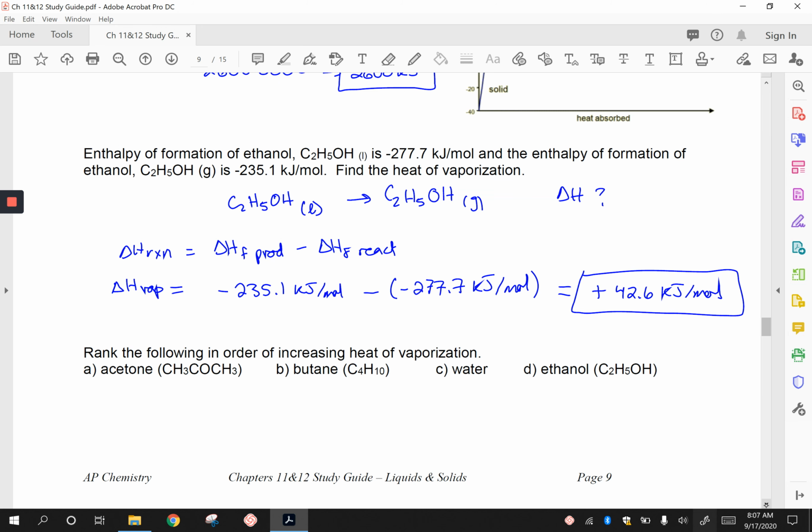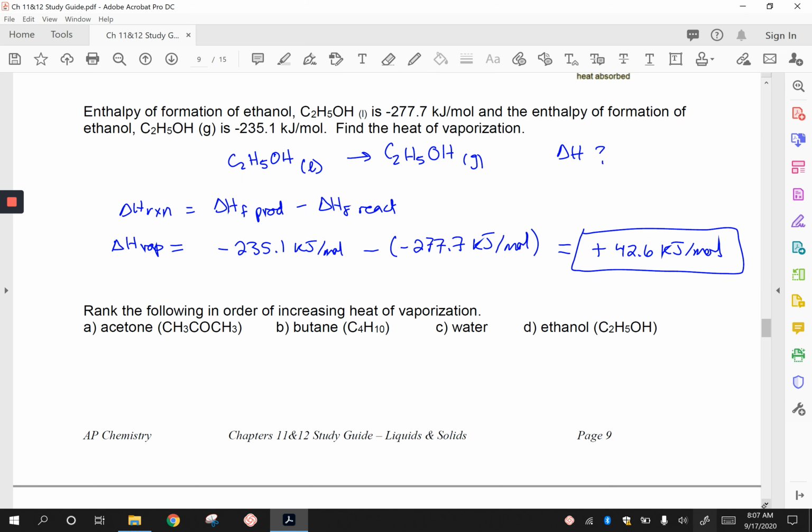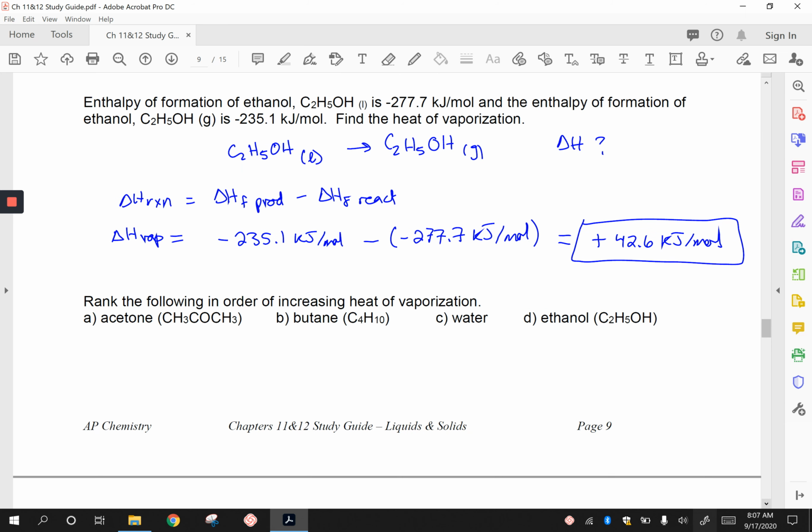All right, last part here. We want to rank the following in order of increasing heat of vaporization. So let's think about this. Heat of vaporization is affected by intermolecular forces. So what we want to do is draw these out and see what type of intermolecular forces they have. So let's go ahead and draw these.